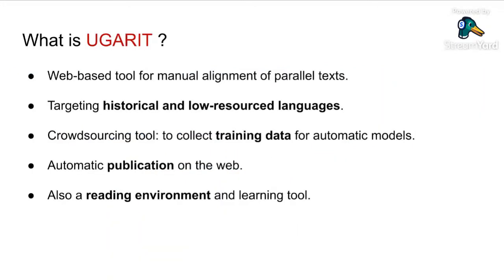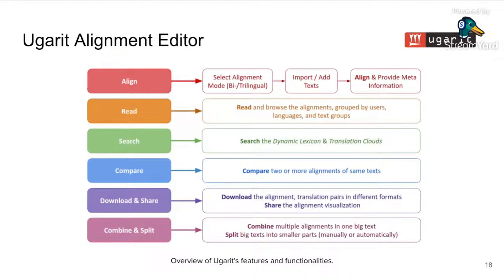So originally, Ugarit was designed with a pretty limited goal to collect training data to train automatic translation alignment models. But eventually it grew into several different things. And at the moment, the alignment editor supports the carefully thought and carefully designed manual alignment and publication of parallel texts on the web. And it can also be used as a reading environment and as a language learning tool.